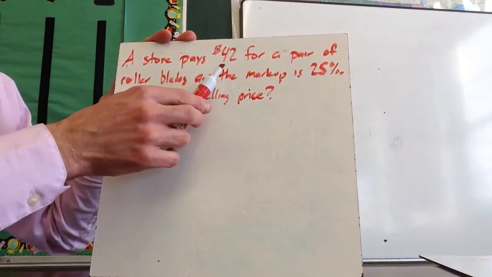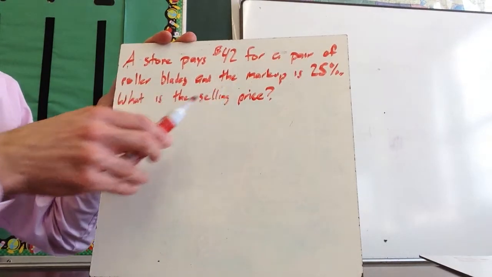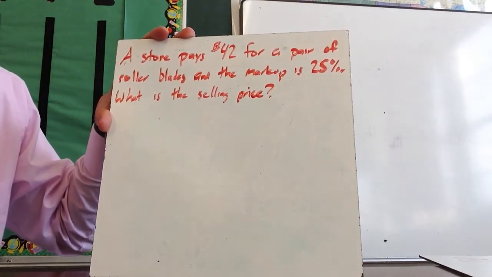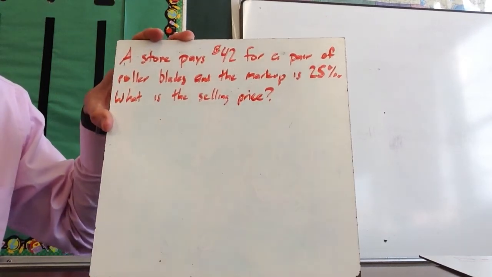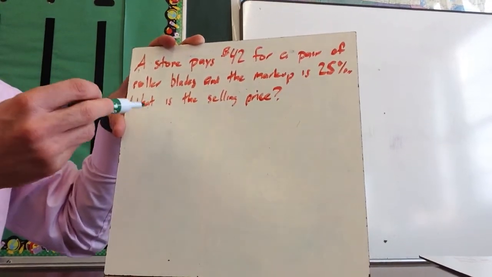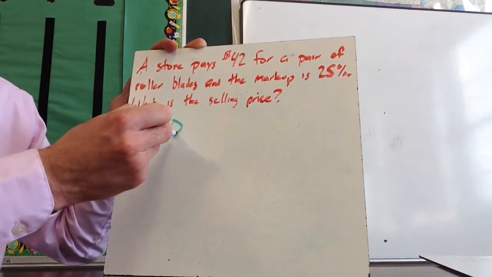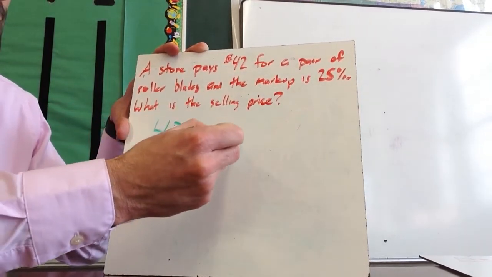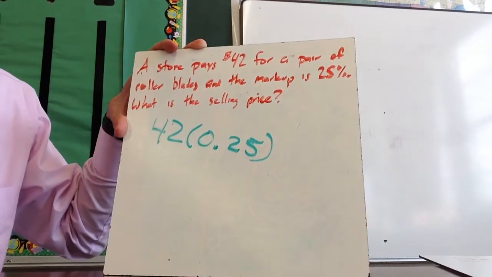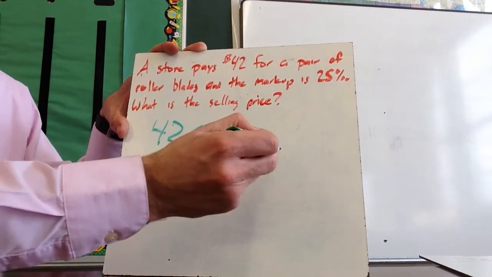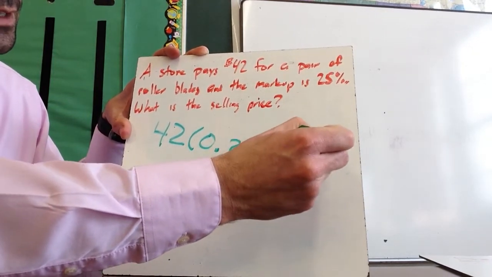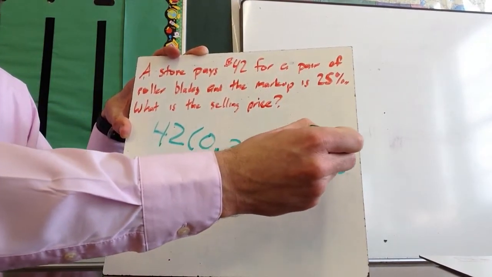So a store pays $42 for a pair of rollerblades, and the markup is 25%. What is the selling price? In other words, they're going to pay $42, mark it up 25%, and sell it to you at this new price. So it originally cost $42. I need to find out what is 25% of $42. And 25% of $42 is $10.50. So this becomes 10.5.